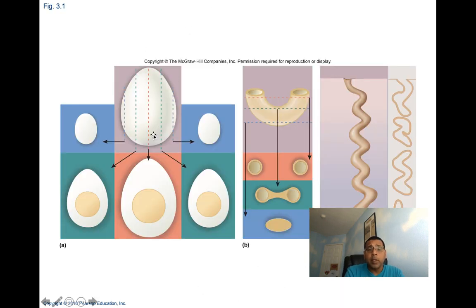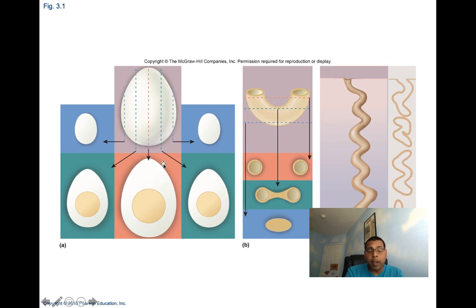Same thing with an egg. If we cut along, here's a mid-sagittal, here's a parasagittal, and here you can see a more laterally placed parasagittal. What are we going to see there? We can't see any yolk here. Here, we can see some yolk. Mid-sagittal, we can see yolk and almost the full contour of that egg.